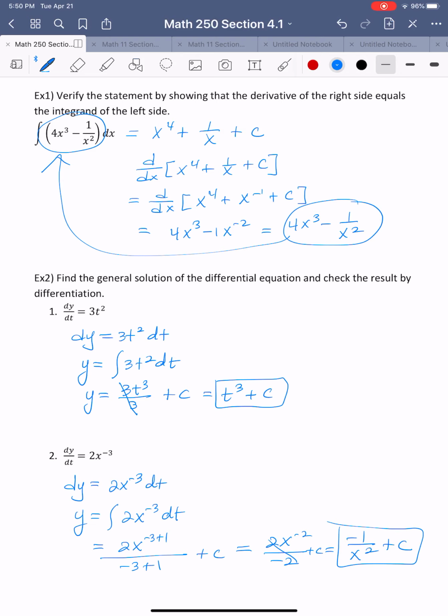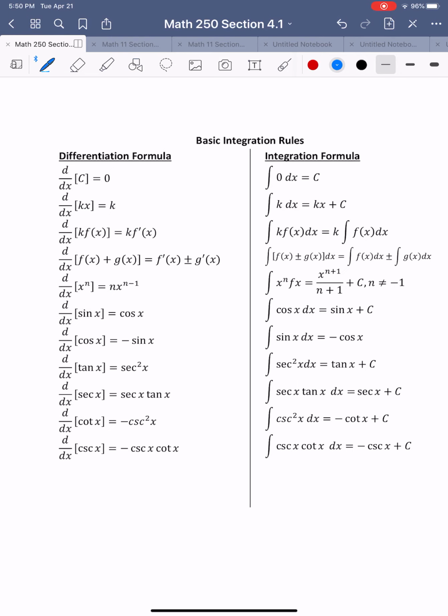Okay, so then we're going to learn the rules. The left side is a differentiation formula, and the right side is an integration formula. If you differentiate a constant, it becomes 0. And if you have kx, it becomes k. The derivative of k f of x is k f prime of x. So we talked about differentiation. Now when you integrate, the integral of 0 dx is c, the integral of k dx is kx plus c, the integral of k f of x dx equals k times the integral of f of x dx. And then for plus and minus as an operation, you can separate these two.